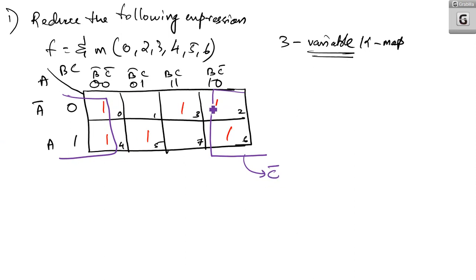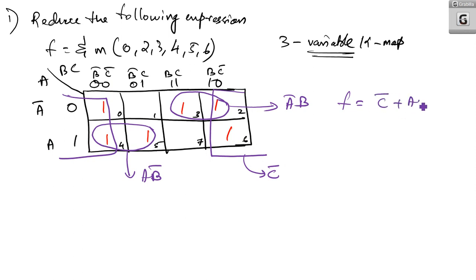Now here we can form a pair. What are the common factors? A bar is common and B is common. So we get A bar B. And to include this one, here also you can form a pair. Here A is common, then which is common? B bar is common. A B bar is common. So the simplified form of this expression is F is equal to C bar or A B bar or A bar B. So this is the most simplified representation.